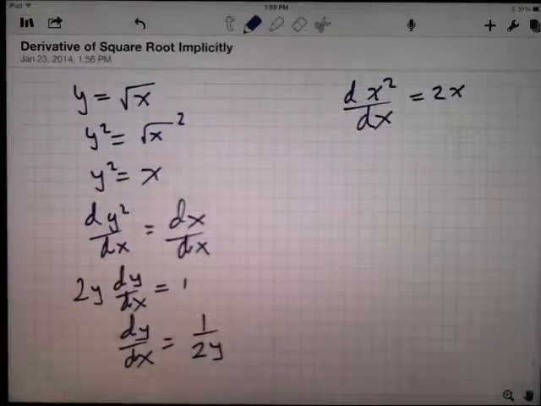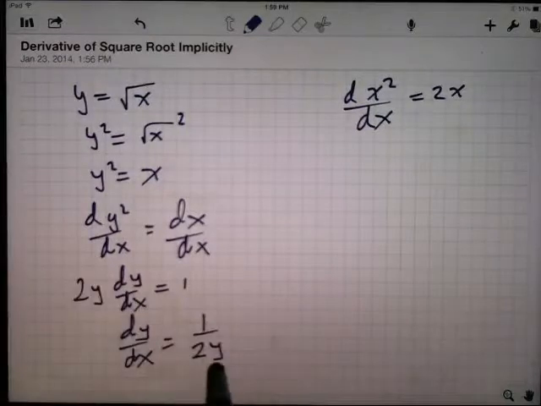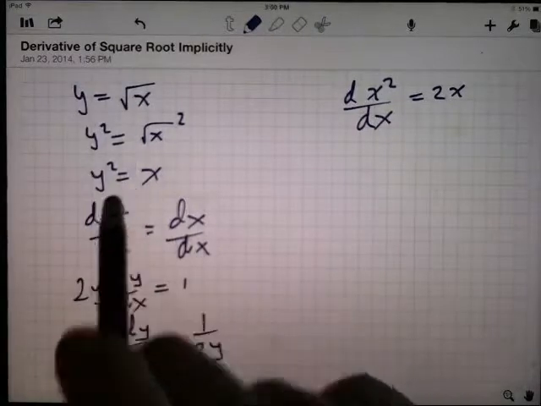This is, however, a completely unsatisfactory answer. I didn't start implicitly. No, sirree, I started explicitly. So I want my answer to be in terms of x, not in terms of y. Well, do I have a relationship between x and y? Of course I do. That's what I started with, and then I rewrote it another way.